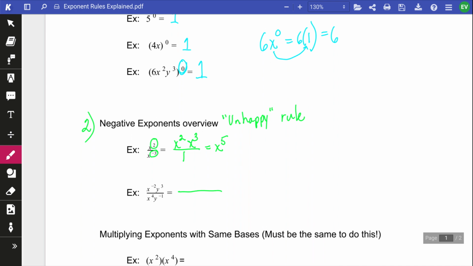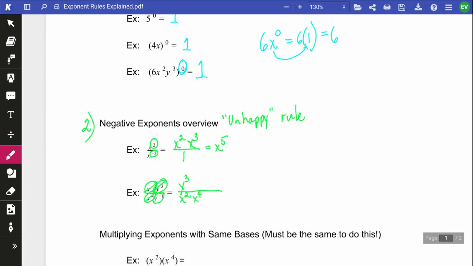So we're going to take this one piece at a time. Our x to the negative 2, not happy where it is because it's a negative power. So we're going to put it in the bottom. So x to the second power. Then we're going to look at our y to the third. Y to the third has a positive power, means it's happy where it is, so we're going to leave that in the numerator. Now we're going to look at x to the 4th, positive power, leave it in the denominator, happy where it is. So x to the 4th power in the denominator.